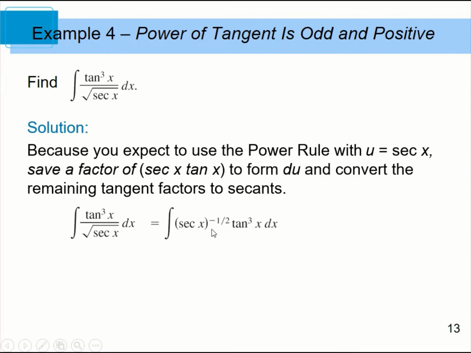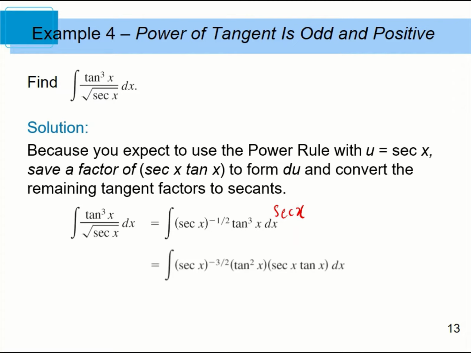After that, we are going to break this into tangent square x times tangent x. Now because we intend to use the secant x as the u, we can create another secant x here by dividing by another secant x. In this case, we divide by another secant x, and here we have another secant x, and from here we get secant x to the power of negative 3 over 2.